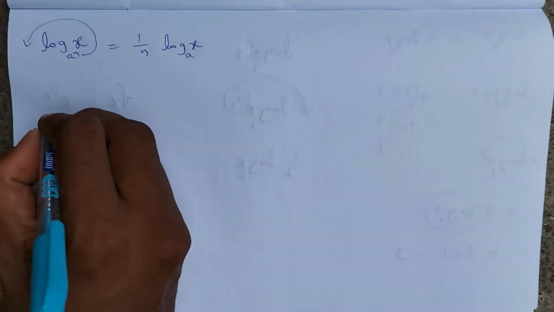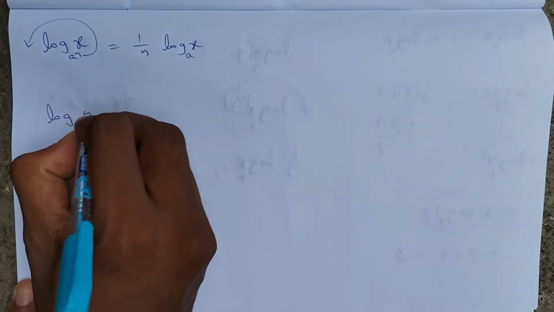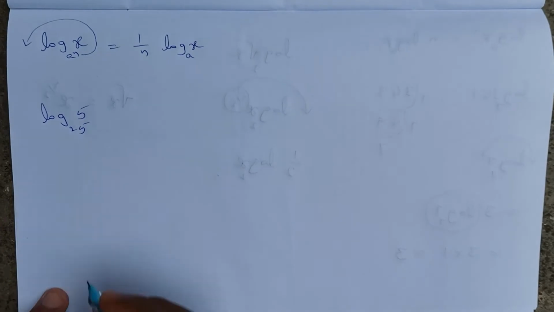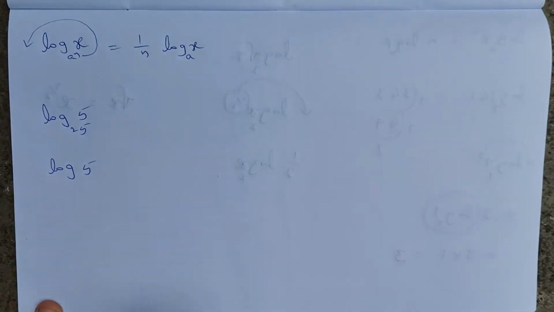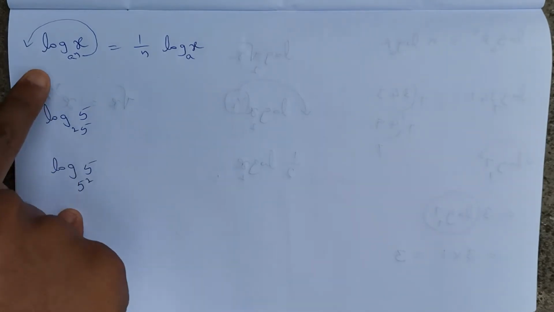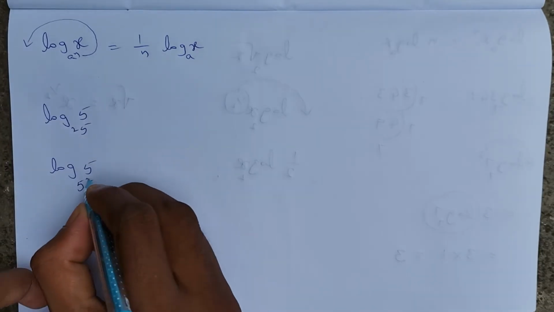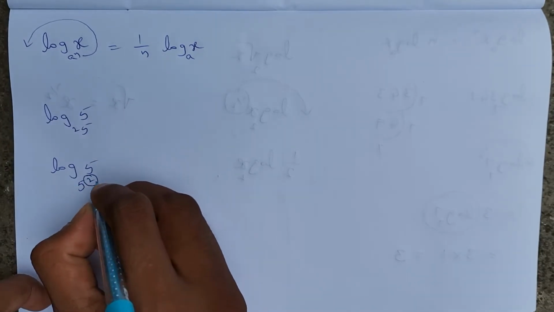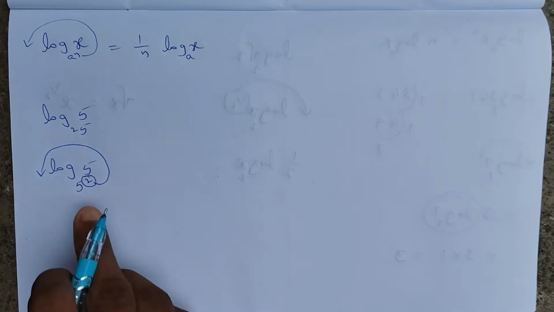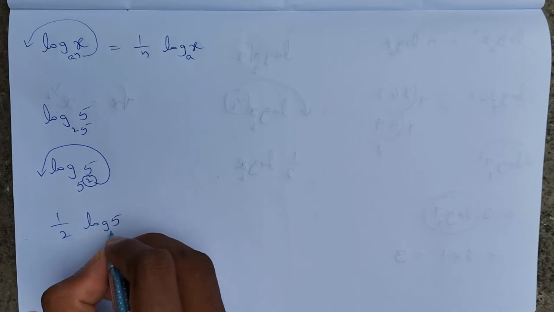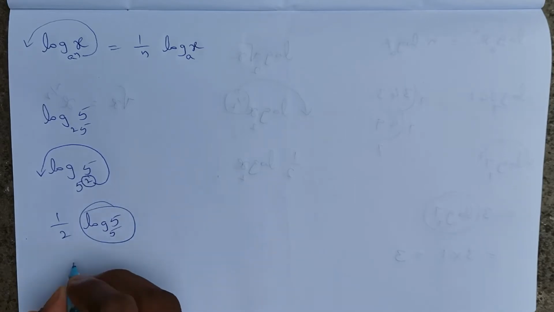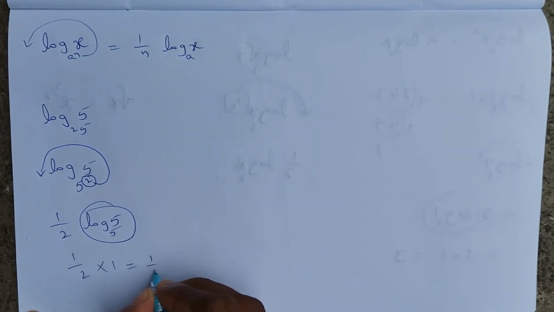Let us do some problem based on this. What is the value of log 5 base 25? Here log 5 as it is, and base 25 can be written as 5 square. Now this is in the form of log x base a power n. Now this power is for the base. This power will go to the front as a reciprocal. So 2 reciprocal is 1 by 2. Log 5 base 5. Log 5 base 5 value is 1. So 1 by 2 into 1. It is nothing but 1 by 2.